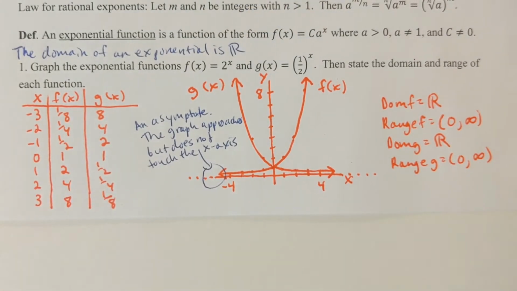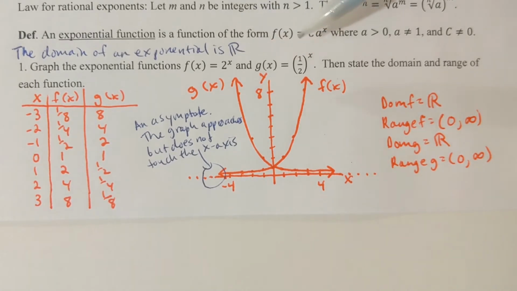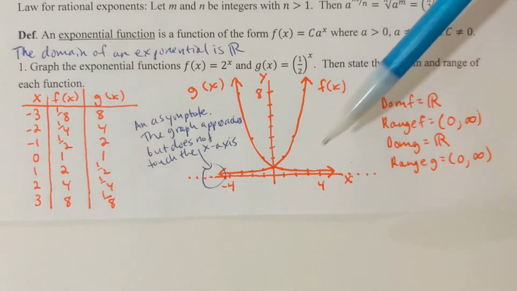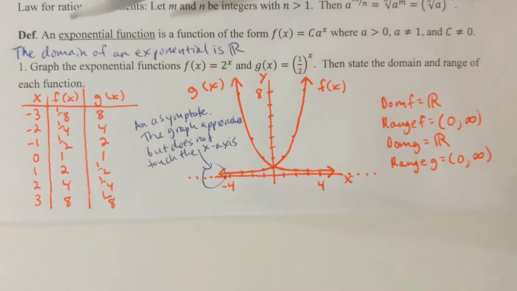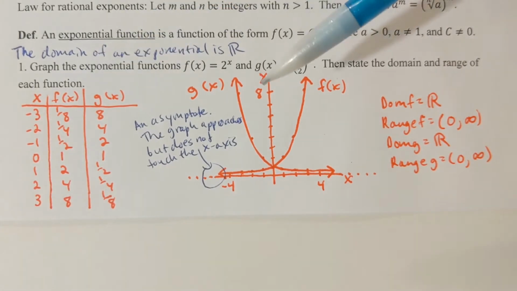Let's take a look at problem 1. Graph the exponential functions f of x equals 2 to the x and g of x equals 1/2 to the x. And then we'll state the domain and the range, and I'll mention some other things here. x can be anything, right? The domain is all real numbers. So I've got a table set up here, and I'm just going to start plugging in some numbers.